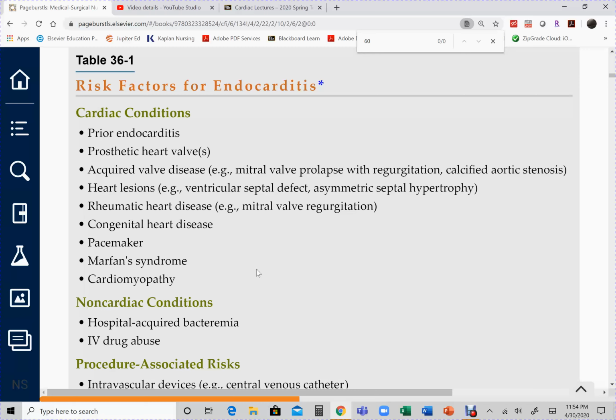If you have a pacemaker. Marfan syndrome is a genetic connective tissue disorder, wherein the connective tissues are abnormal, they're soft. And then cardiomyopathy, which is heart disease. This is an abnormally shaped heart, which can be acquired, or sometimes you develop it from malnutrition, alcoholism also. It can also be induced by pregnancy.